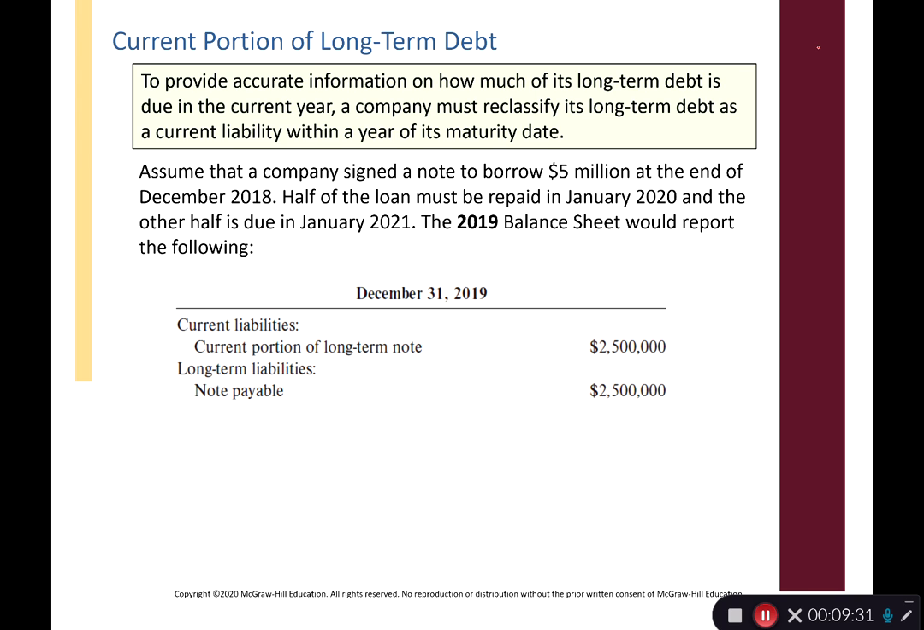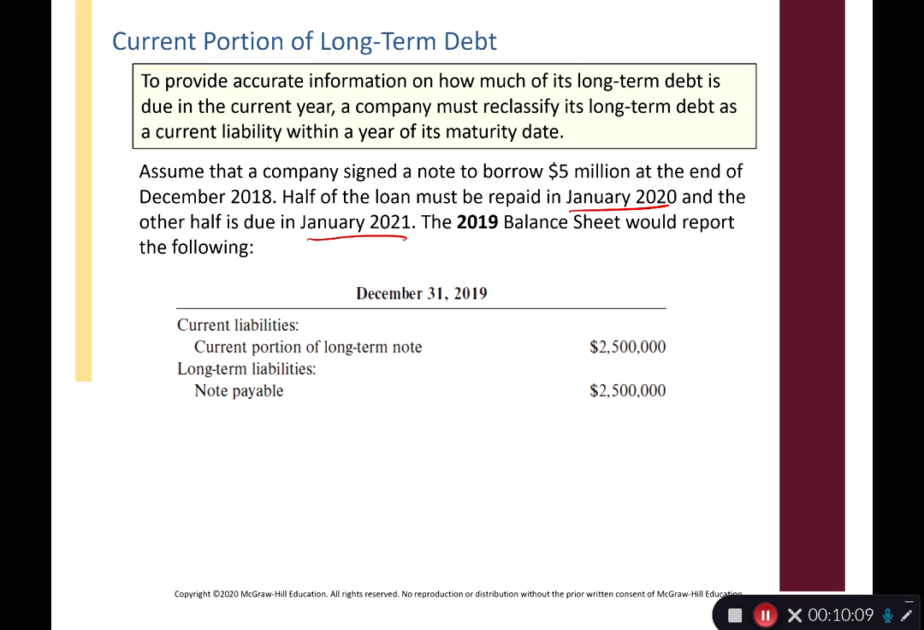To provide accurate information about how much of the long-term debt is due in the current year, the company reclassifies its long-term debt as current within a year of its maturity. So as an example, if a company borrowed $5 million at the end of December, half of the loan has to be repaid January of 2020, and the other half is due January of 2021. The 2019 balance sheet would report the following. So at the end of 2019, half of the amount is due within the next year in 2020, and then half of it is due beyond a year in 2021.